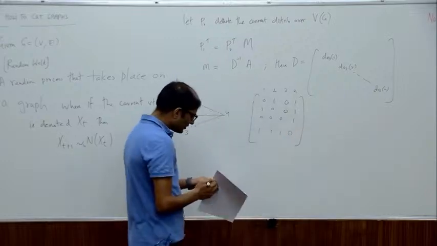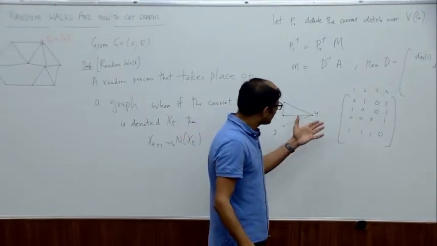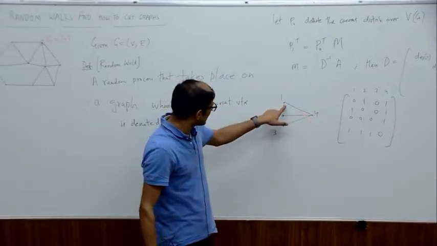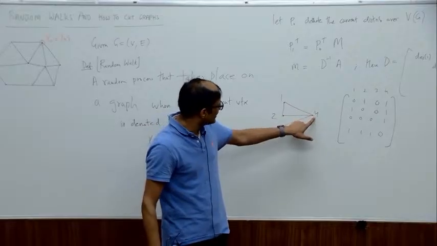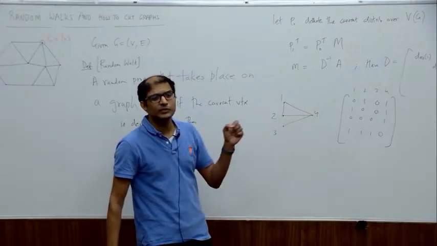Good. So what I want to think about is that if I start at vertex 1, for instance, at the next step I'm either at vertex 4 or at vertex 2, each with probability of half.